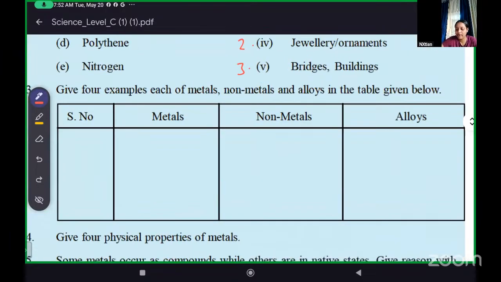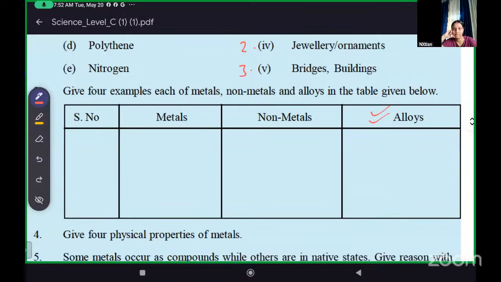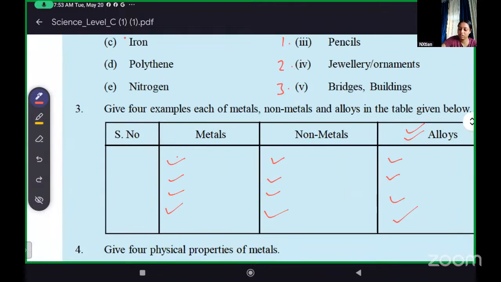Now, next we have to give examples each of metals, non-metals, and alloys. What are alloys? Can you tell me what alloys are? When we combine two or more metals and it forms a new substance, that combination of metals is known as an alloy. Understood? So you have to name four metals, four non-metals, and four alloys. This question is homework.